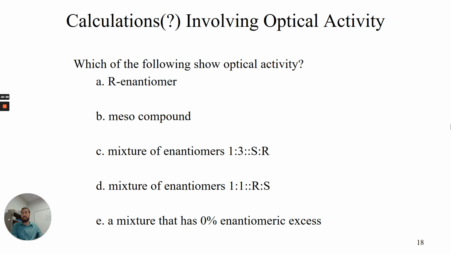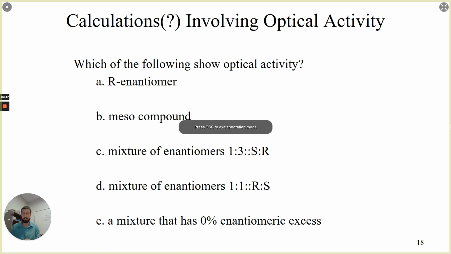If we move to C, a mixture of enantiomers, 1 to 3. So 1 part S, 3 parts R. Well, yes, this is going to rotate light. Okay, so let's go through and see if we can come up with some guesses on what we might expect out of this. Let's say our R enantiomer, because we said that was a yes, this one was a no, rotates positive 10.